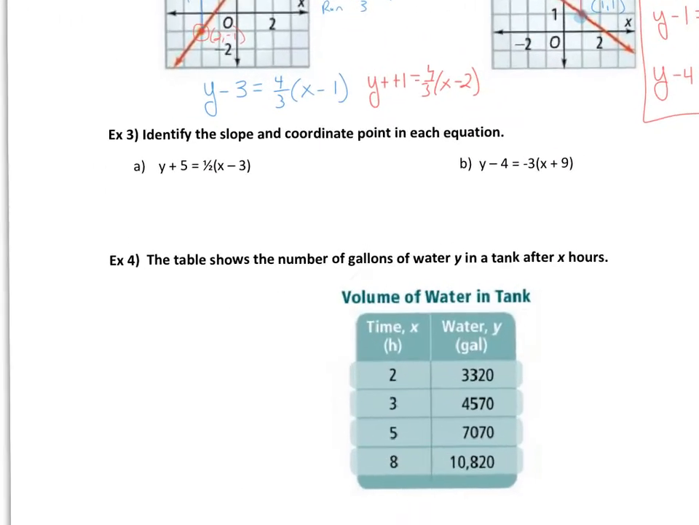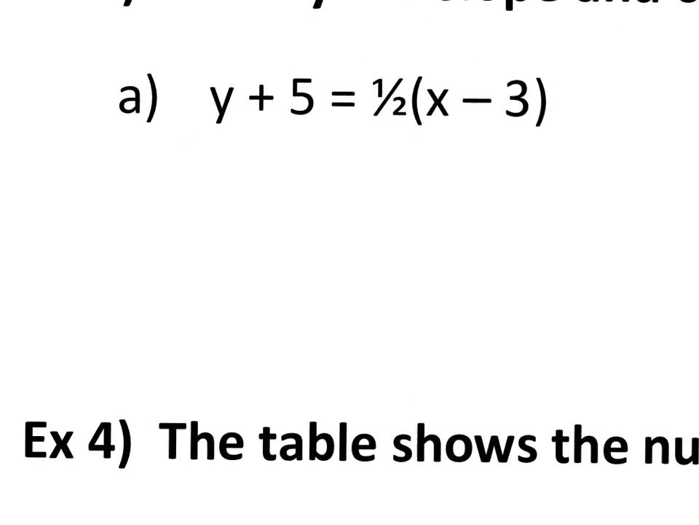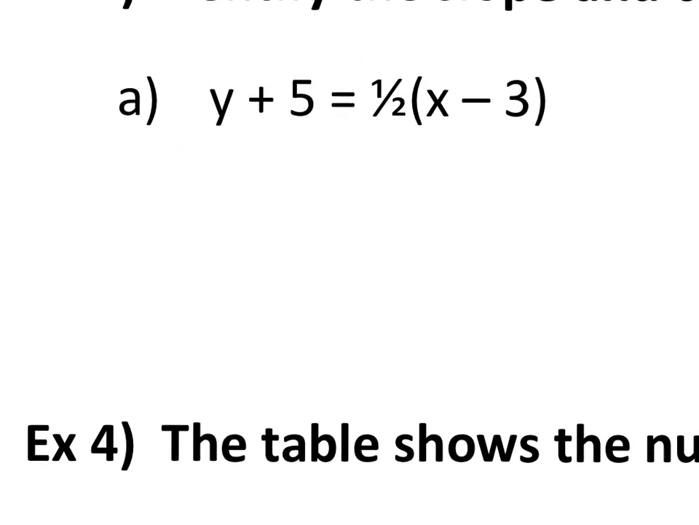Okay, so now, next part here, example 3, they're asking you to identify the slope and the coordinate point. So when I look at this one right here, slope's kind of the easy one. You just pull that right out. So this right here is your slope. So my slope is equal to 1/2.